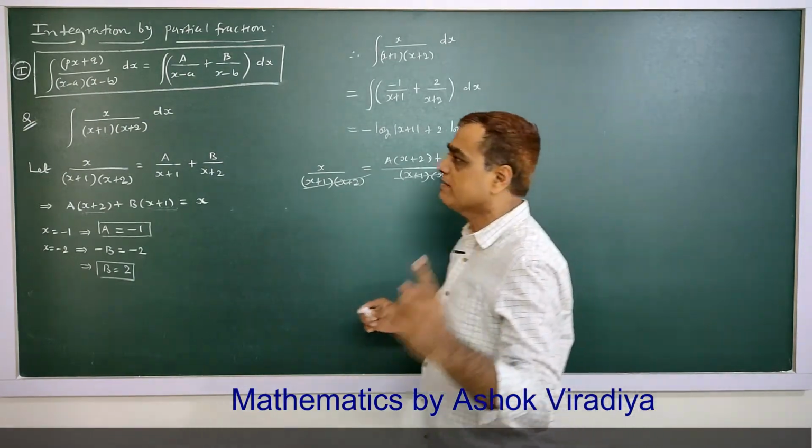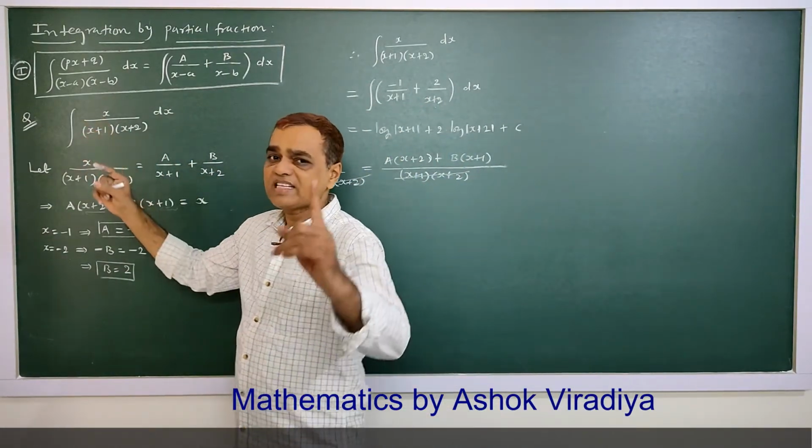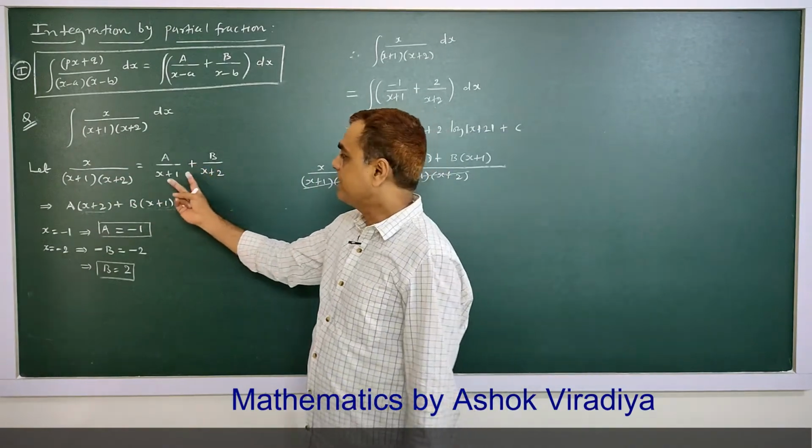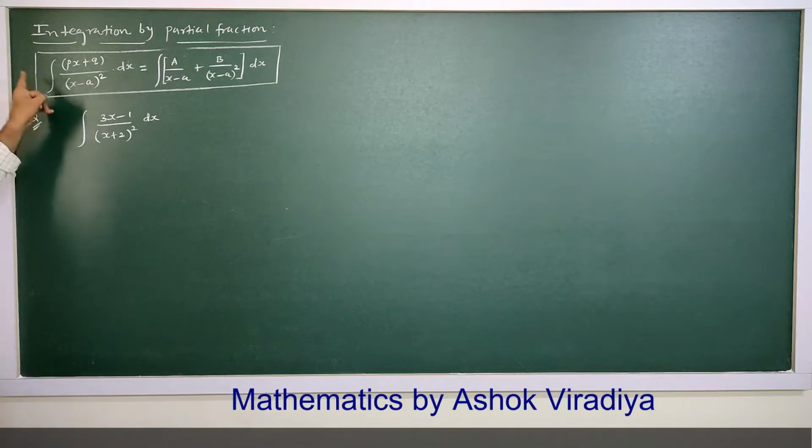So remember, whenever linear factors are in the denominator and the numerator has less degree, both linear factors can be separated. Now see the second variety.